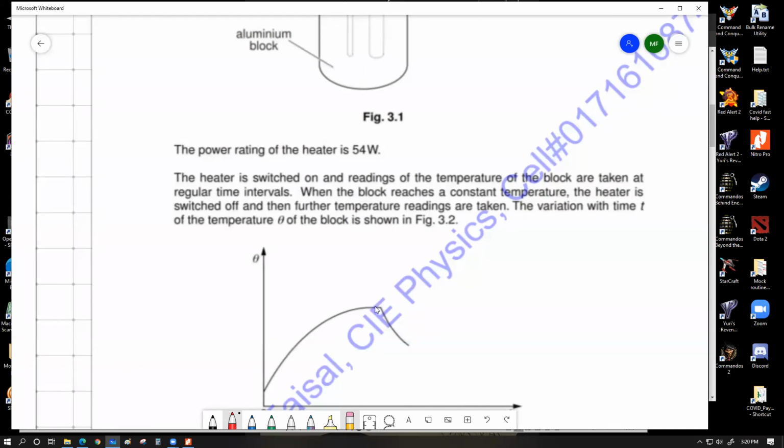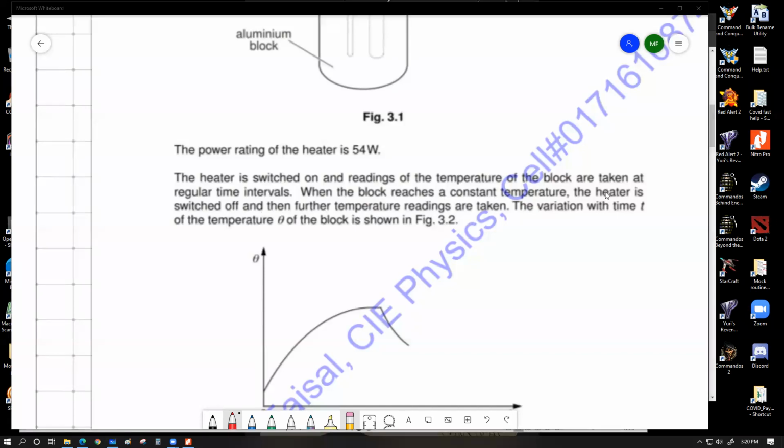So when this is reached over here, as the question says, the temperatures are reset again. When the block reaches a constant temperature, the heater is switched off. So when this temperature curve became horizontal, it was switched off, and further readings are taken of this graph. The graph is shown over here.